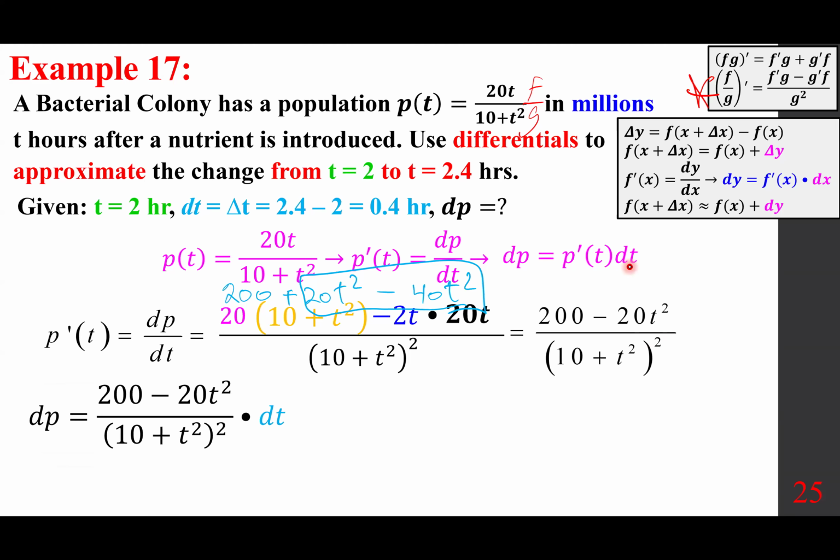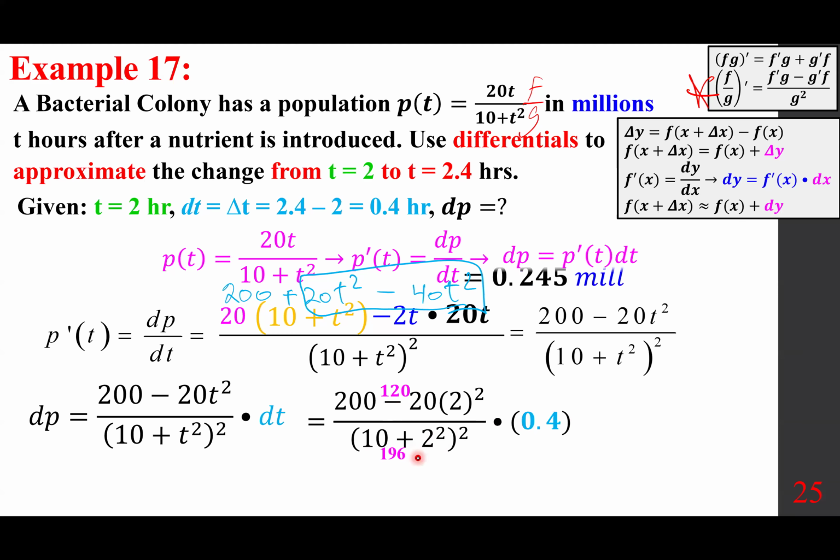And so we're going to plug in, we already have everything, which means we're going to replace the t with 2 and dt with 0.4. I hope you realize this 4 times 20, 80, 200 minus that is 120. 2 squared is 4, plus 10 is 14 squared, you get 196. So 120 times 0.4 divided by 196 gives you 0.245.